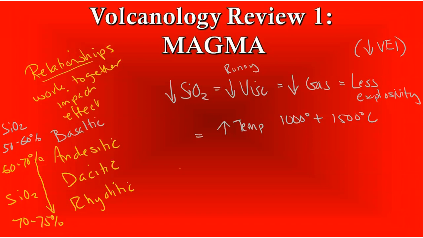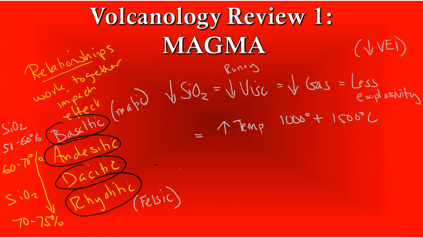Another word for basaltic is mafic composition, and the opposite end of that spectrum is rhyolitic, which is called felsic. So here's our 4 types of magma: basaltic, andesitic, dacitic, and rhyolitic. This leads us onto our 4 types of lava. So when magma goes on the surface, it's lava, and we just change the names.